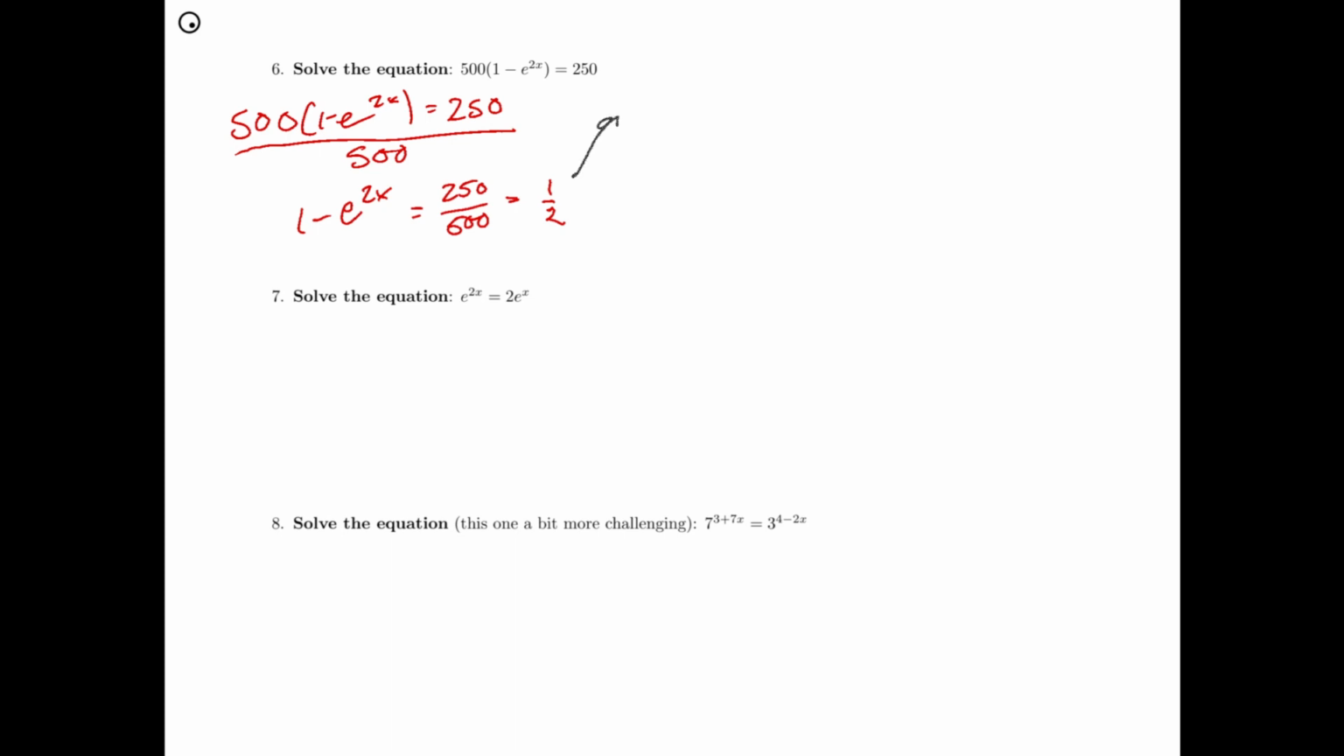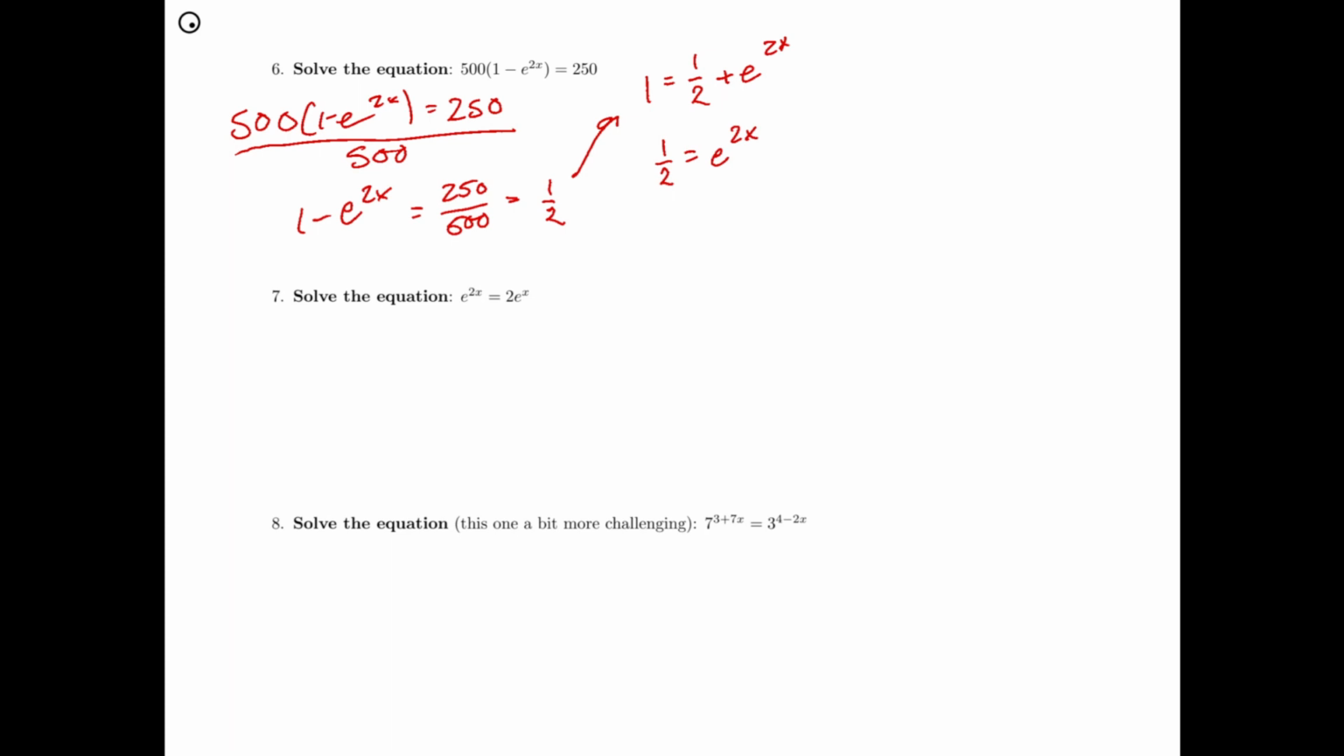Then what I will do is, so I don't want to skip steps here, but as you can see, I will add an e to the 2x, and then I'm going to subtract off that 1/2, and then 1 minus 1/2 will just be 1/2 equals e to the 2x. So hopefully that's pretty clear what happened there.